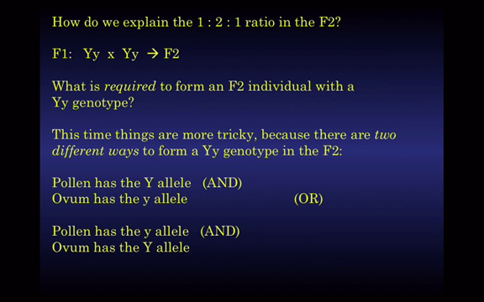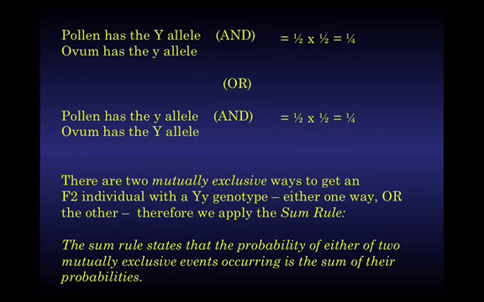And when we're faced with that "or," that tells us that there are two distinct ways that we can form this particular genotype. Each of these mutually exclusive paths that could give us the big Y, little y individuals in the F2 has an individual probability of 1/4, calculated using the product rule as we've just talked about. But because these are two mutually exclusive ways, either one way or the other, we need to apply what's known as the sum rule. The sum rule states that the probability of either of two mutually exclusive events occurring is the sum of their probabilities.